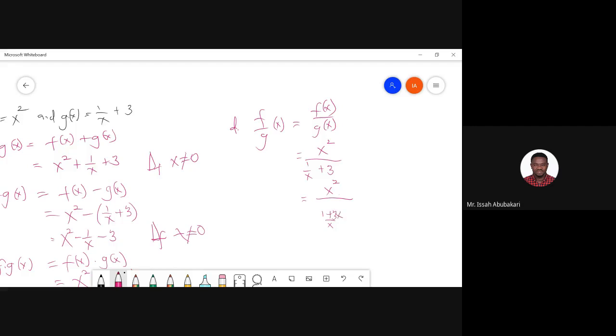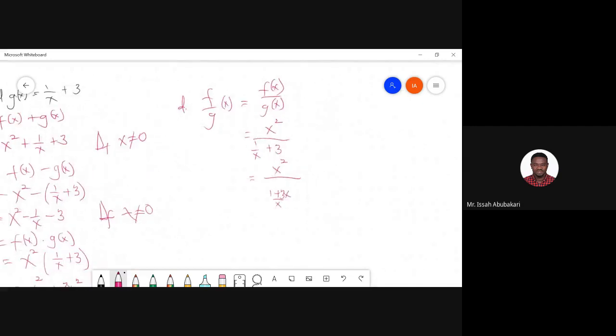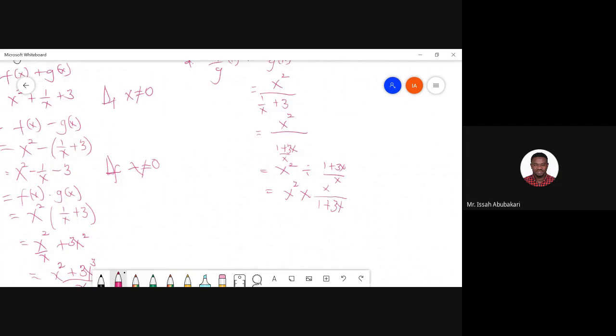And with the division sign like this, x squared divided by 1 plus 3x over x, we want to make it multiplication. So what we are going to do is x squared multiplied by x divided by 1 plus 3x, right? And then with the multiplication, we get x cubed divided by 1 plus 3x. And that will be the end of this.